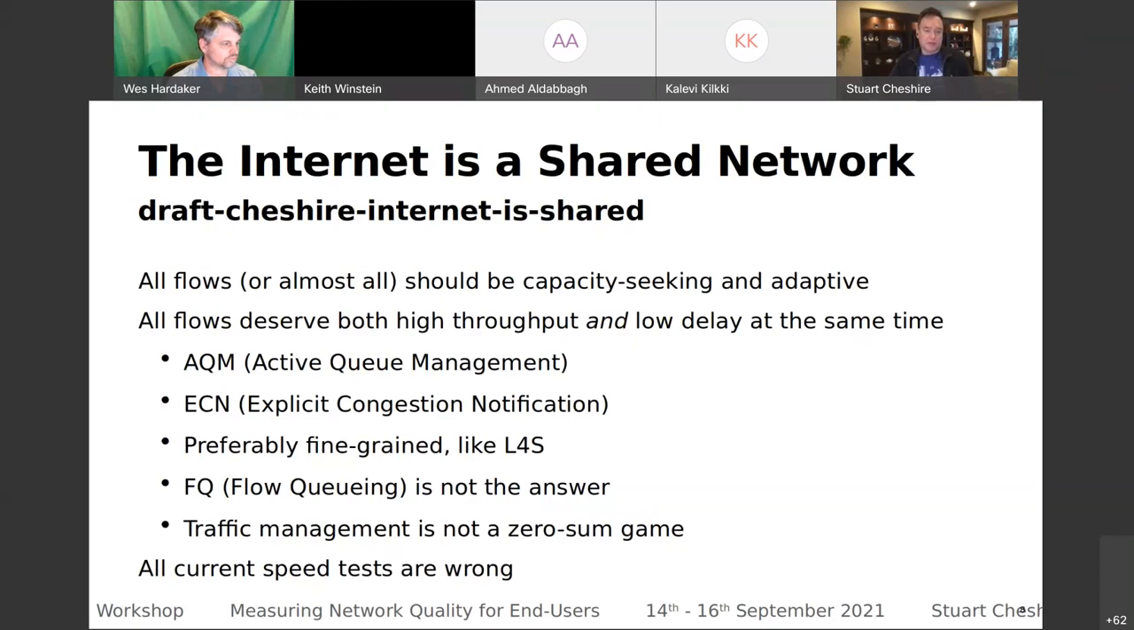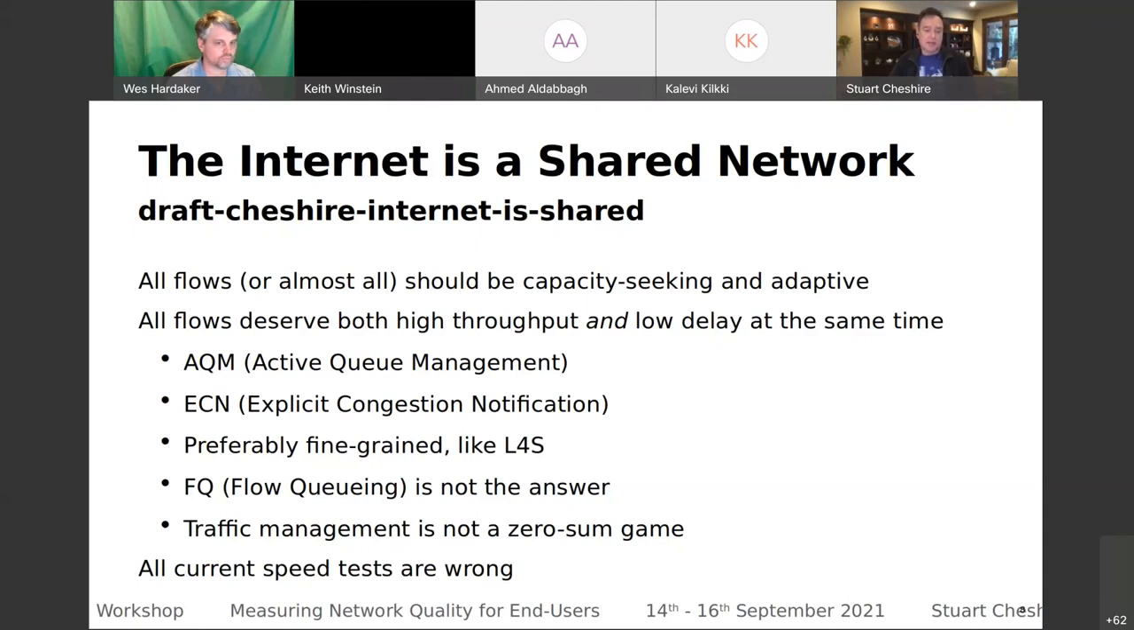So now I'll get on to the subject of my draft, my submission. I plan to submit as an internet draft. A lot of the problems in today's internet that make it unable to consistently deliver good responsiveness are because we built a shared packet switch network, but we didn't work out very well how to share it. That's what I'd like us to fix.